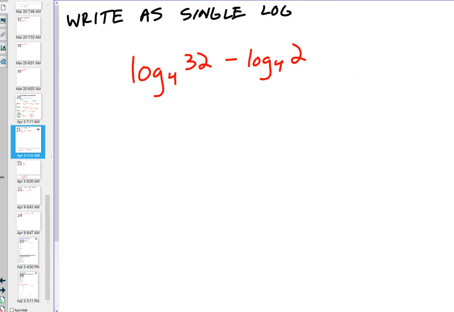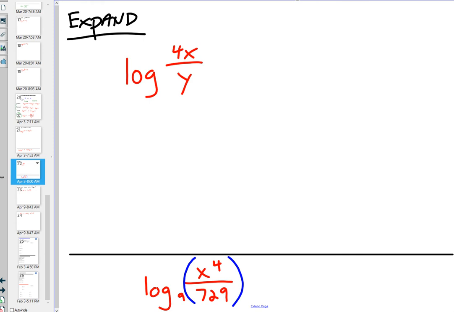In order to be able to do this, what property are we going to use? You look at whatever value you're taking the log of, and what operations are going on. See a fraction, yes, obviously you're going to want to use quotient. When you use quotient, whatever is in the numerator gets a positive log.